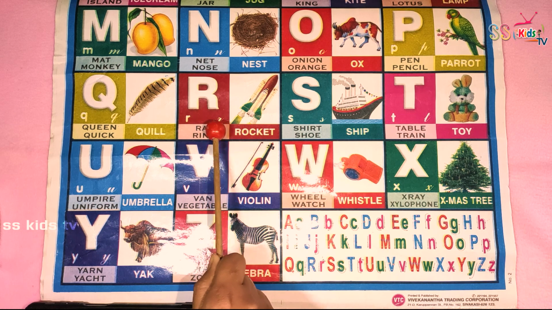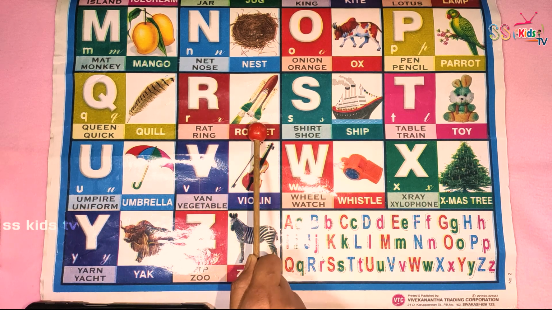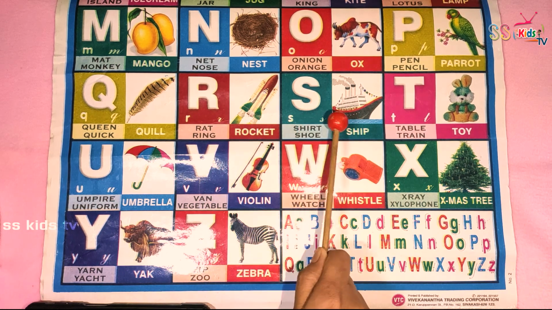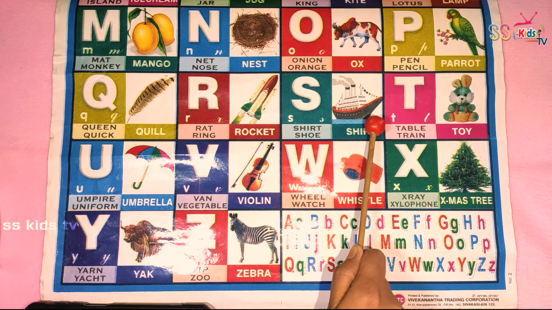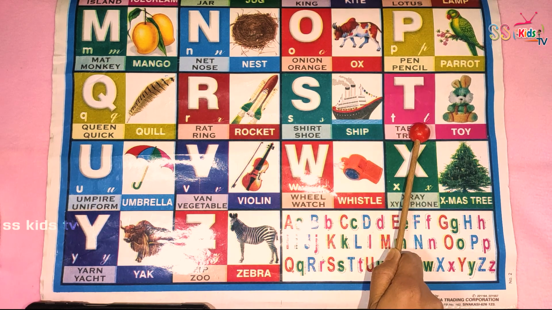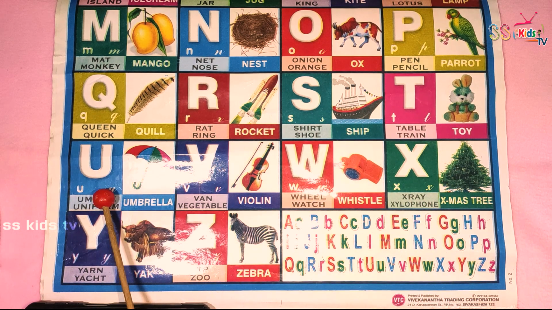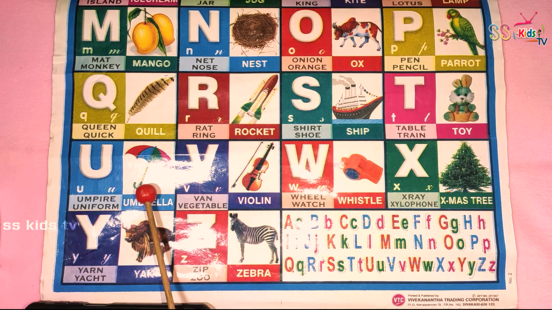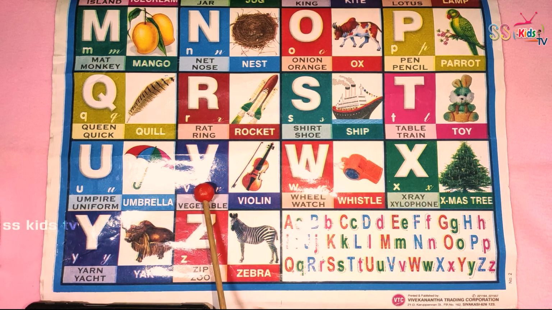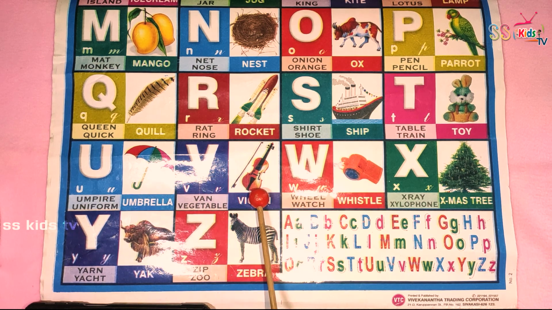R. R for rocket. S. S for sheep. T. T for toy. U. U for umbrella. V. V for violin. W. W for whistle.